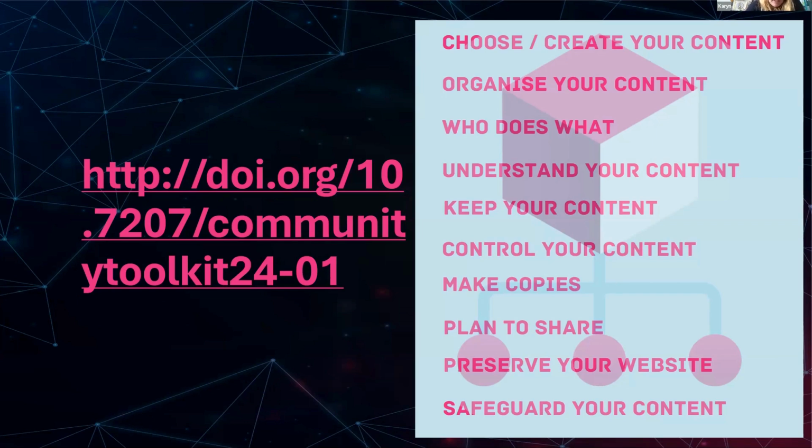Then we have Preserve Your Website. Our work with community groups shows that a lot of community groups store and provide access to their collections online using a website. This level explains how easy it is to have your website preserved for you. And finally, we have Safeguard Your Content. So this topic is about planning for the worst, but expecting the best. No one wants to think about their group closing down, but it is so important to have a plan in place for if the worst should happen, and this topic helps with that.